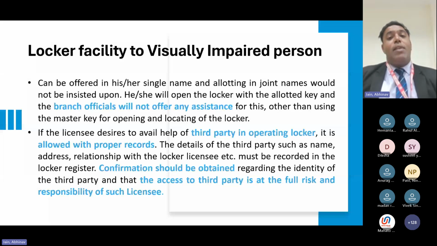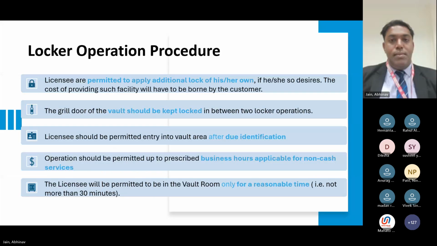And at the time of giving the locker, it is better that you do their KYC, name, address, relationship, etc., so that confirmation can be made about the third party. And the security of the third party is at full risk of the licensee, that means the locker operator. The licensee, the locker holder, is permitted to apply an additional lock of his or her own. The cost would be borne by them only.